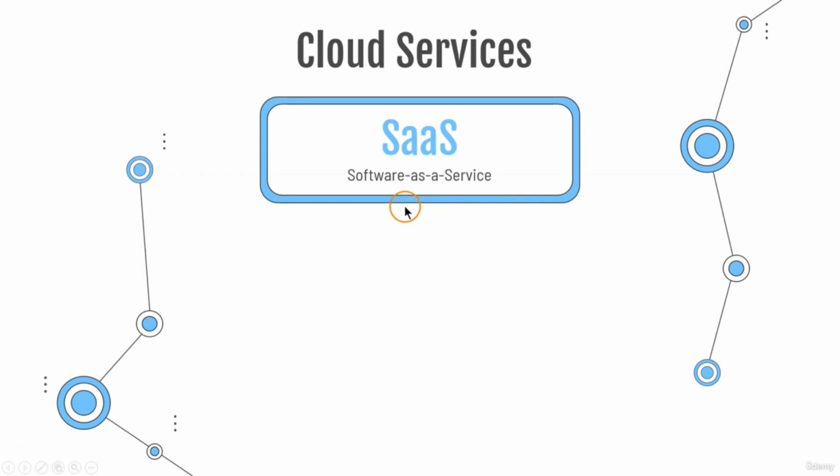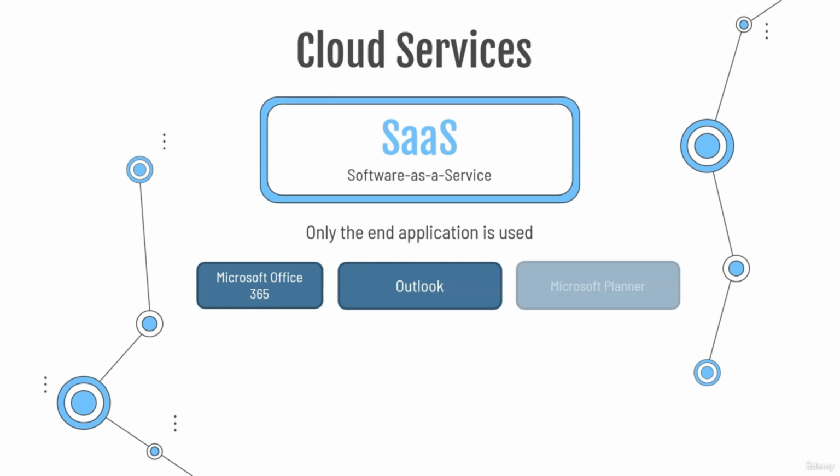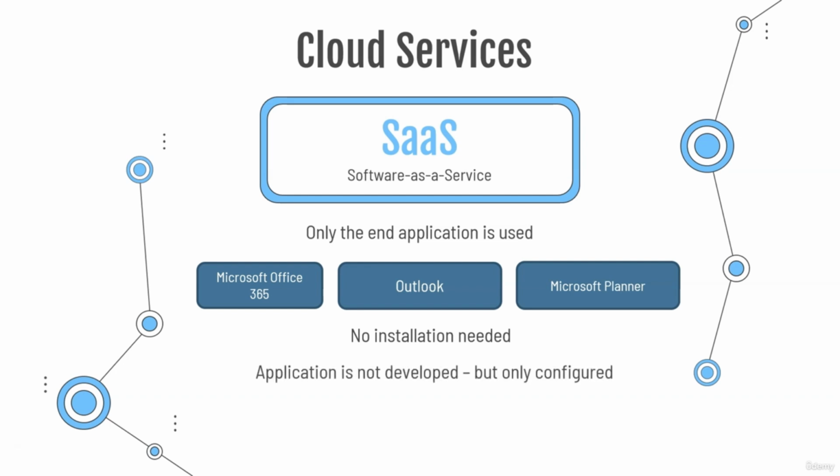Finally, let's look at software as a service, what this means and what its examples are. This is when we only use the end application. Examples are Microsoft Office 365, Outlook, or any other application that we only use, for example Microsoft Planner. These are applications that we usually don't even install. We just have access to them, for example through a web browser, and we do not develop the application at all. So there we have no effort. We only use the end product.